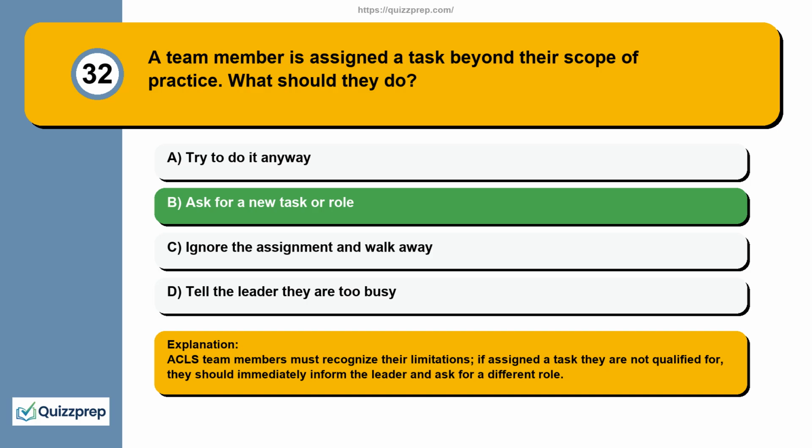ACLS team members must recognize their limitations. If assigned a task they are not qualified for, they should immediately inform the leader and ask for a different role.